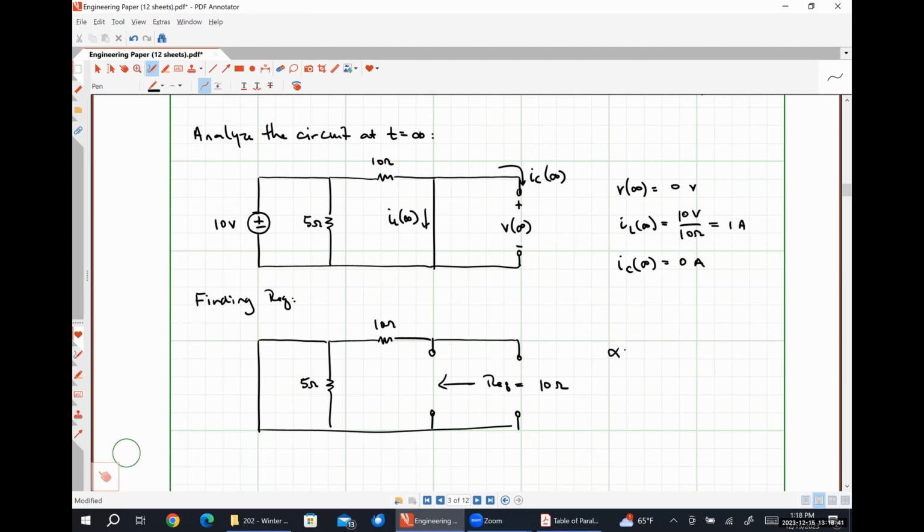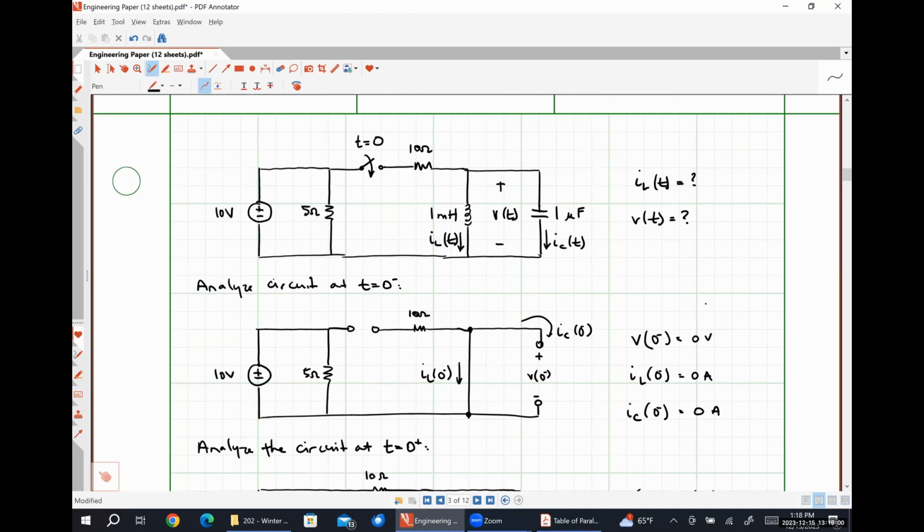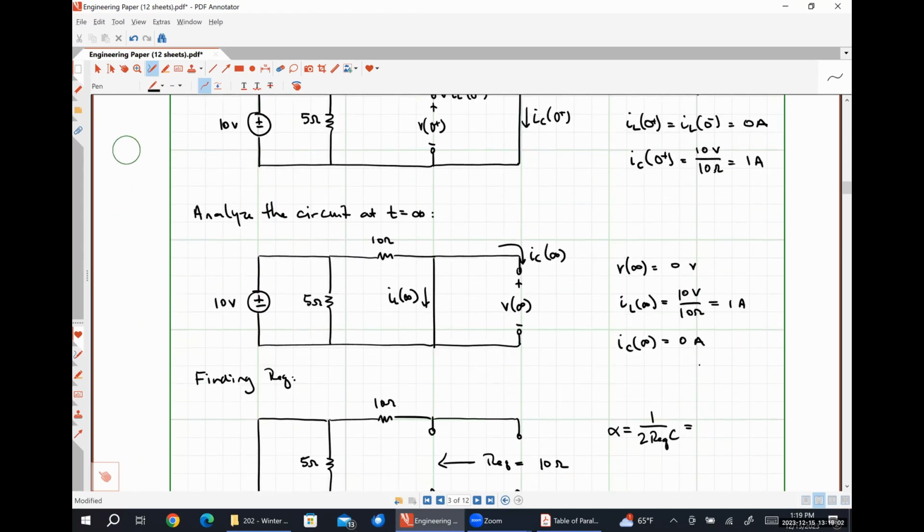So then we have alpha is equal to 1 over twice REQ times C. So let me grab a calculator real quick and figure that out. So 1 over 2 times 10 times 1 times 10 to the minus 6, I believe, because I'm dealing with a microfarad. Yeah. I get alpha of 50,000.